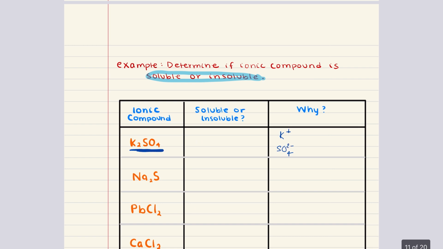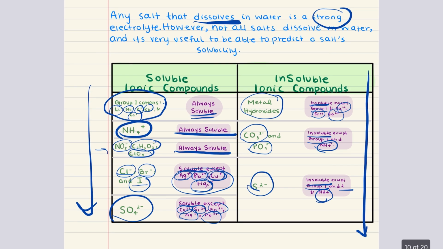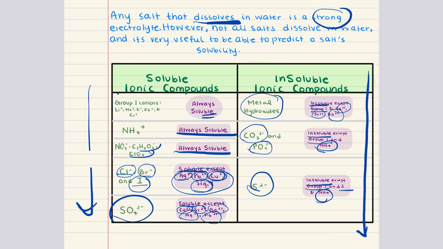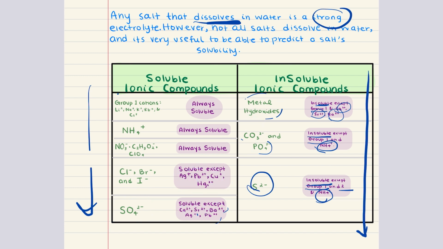Okay, let's go back and refresh our memory on the rules for potassium cation and sulfate anion. So if we go back to our table here, I'm going to do a little bit of erasing so that we can highlight what we really want to focus on and work from there to determine whether potassium sulfate is soluble or is not soluble. Okay, so potassium, we can find that. All right, it is right here. It's a group 1 cation. Those are always soluble.